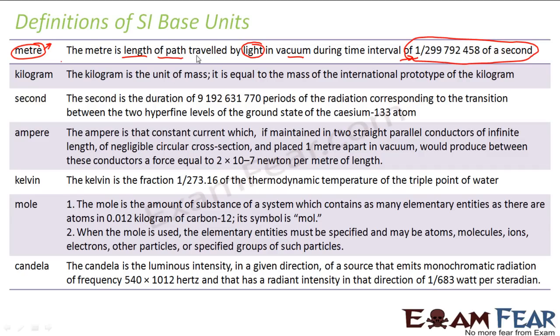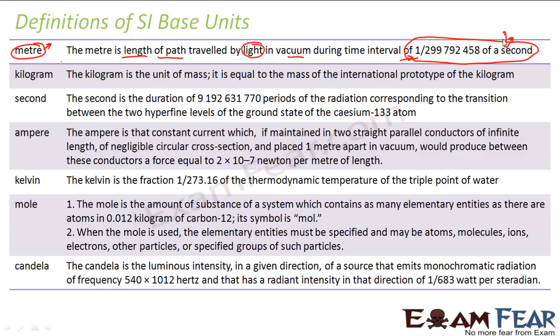And that's why the meter is defined as the length of the path traveled by light in a vacuum during this much interval. And the length that is traveled is 1 meter, and that is true for the whole world. And this is defined by the international community.